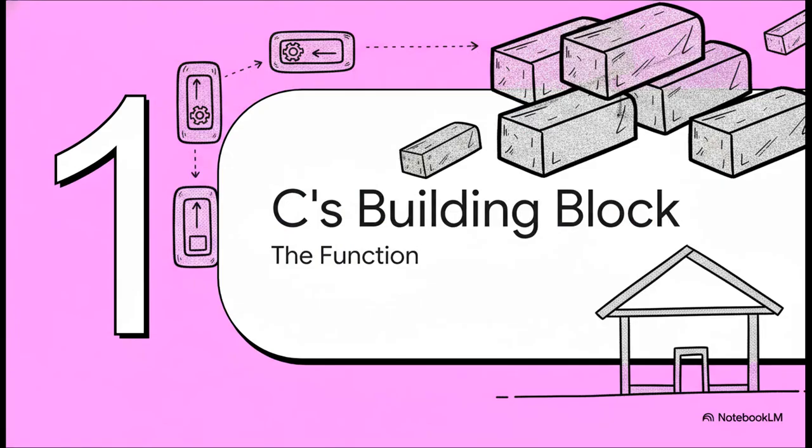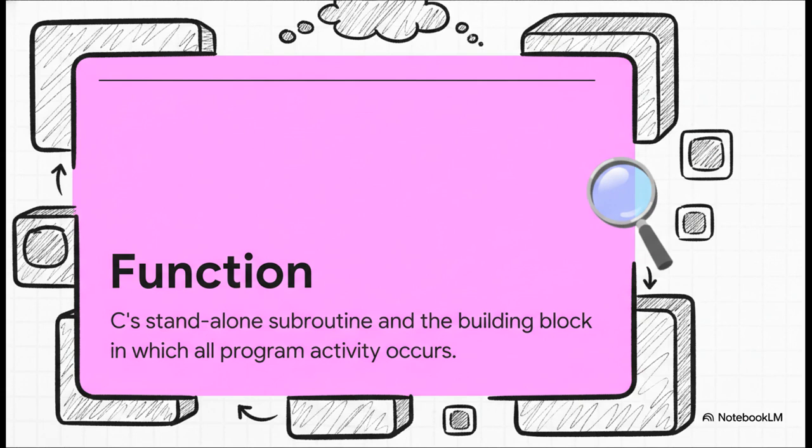Okay, first things first, let's talk about the bedrock of any C program. Before you can build a skyscraper, you need to understand what a single brick is. In the world of C, our bricks are called functions. A function is basically a self-contained chunk of code that's designed to do one specific job. This whole idea is what makes C so incredibly powerful and organized. You can write a function one time and then call on it whenever you need it, which keeps your code super clean and easy to manage.